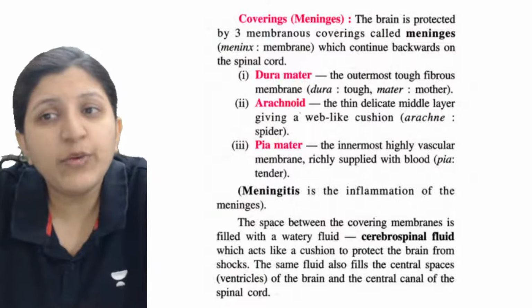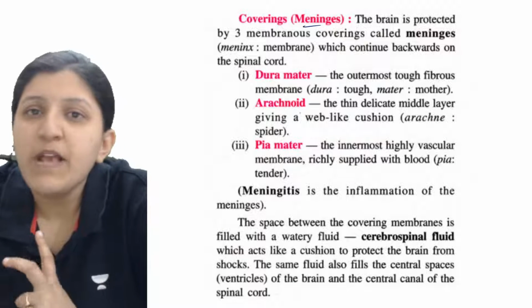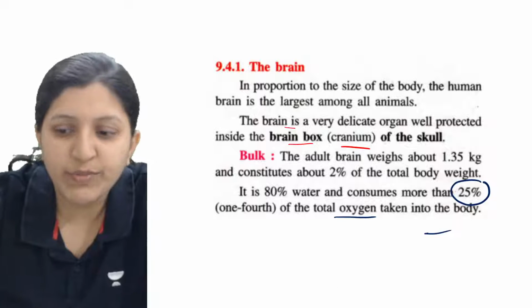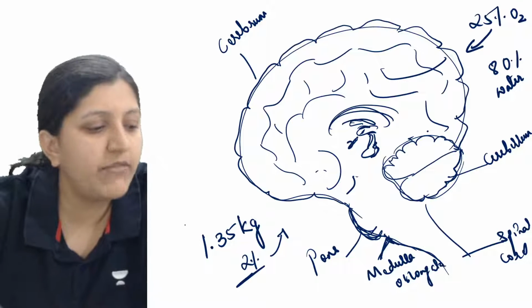Okay, so then you can find coverings of the brain. Those coverings are called meninges. You can find mainly 3 coverings for the brain. So let me just draw here. There is an innermost covering.